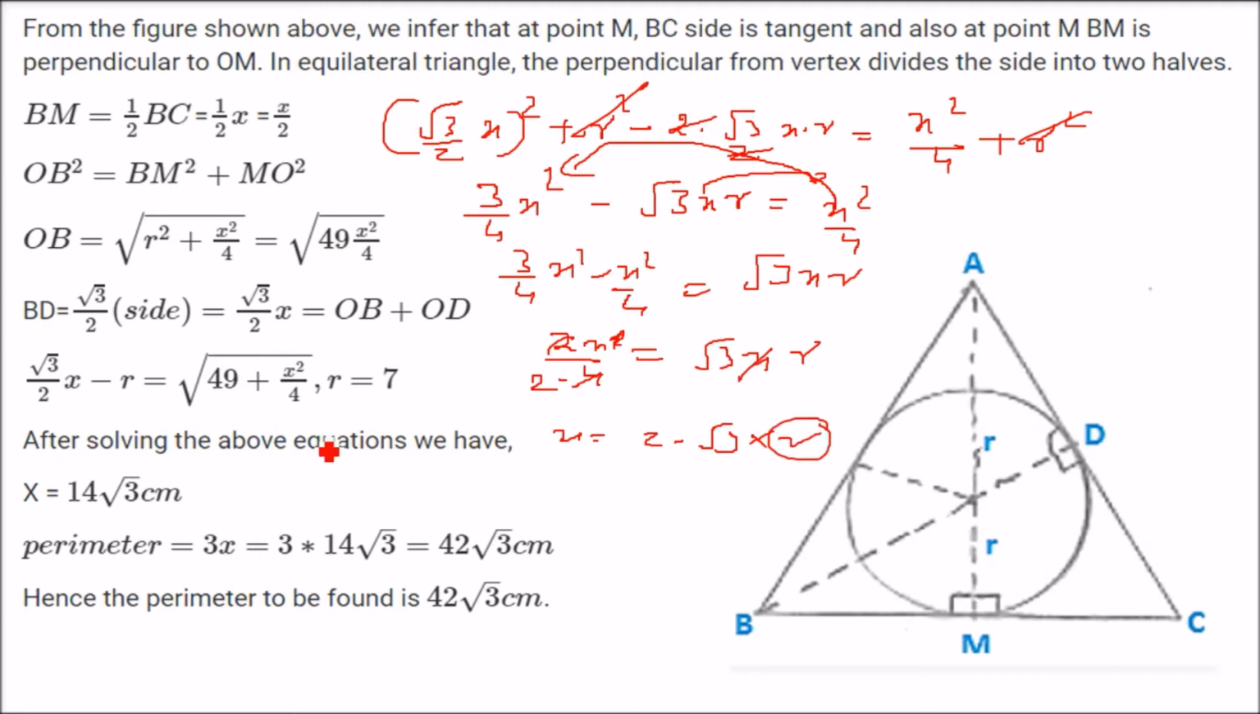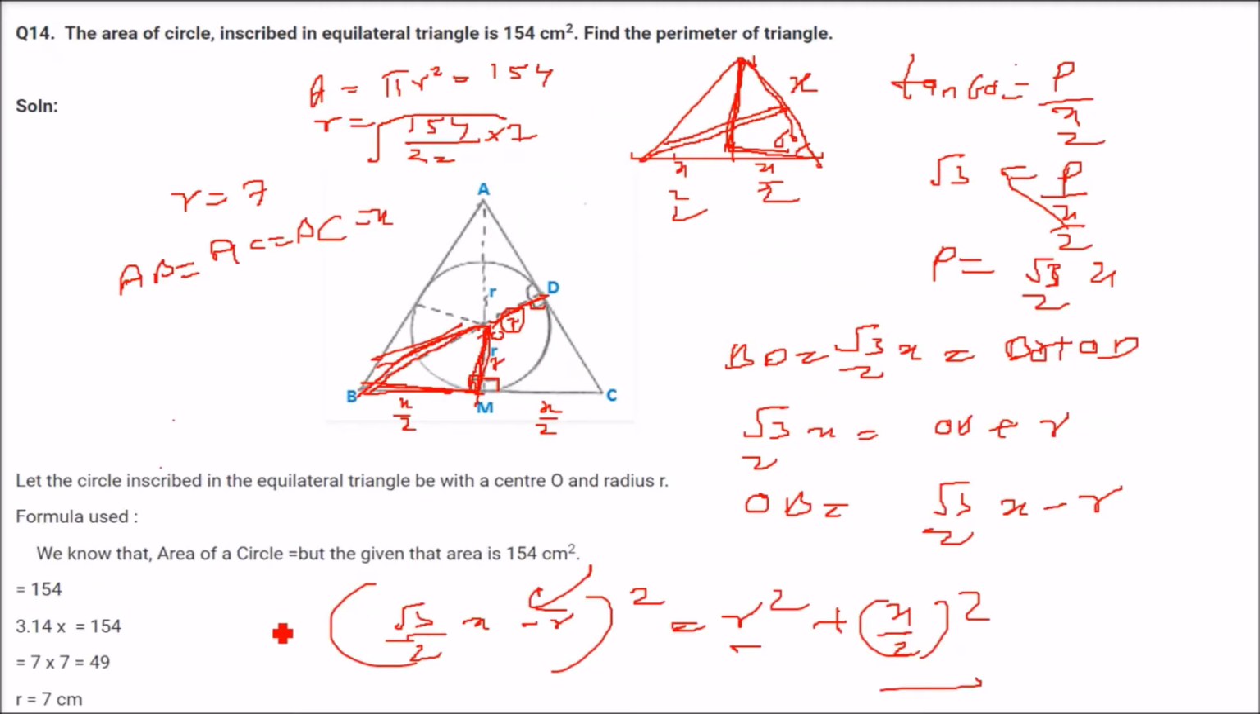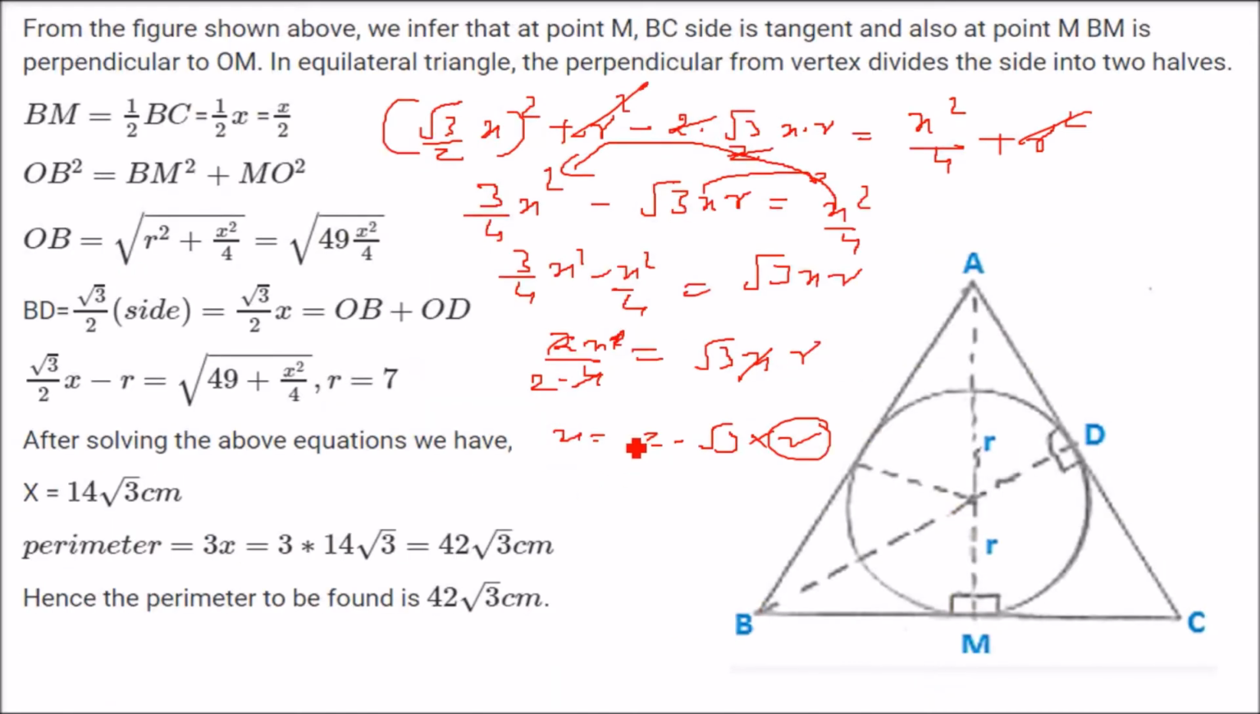But R we know, this is 7. We have already taken R as 7. This is 7. This is 7. So I'm putting it here. It will be 2 into 7 into √3. So x is going to be 14√3, which you see here. x is 14√3.